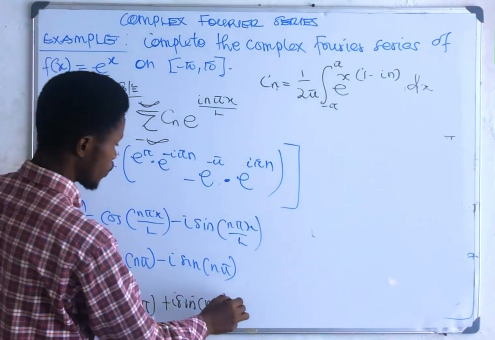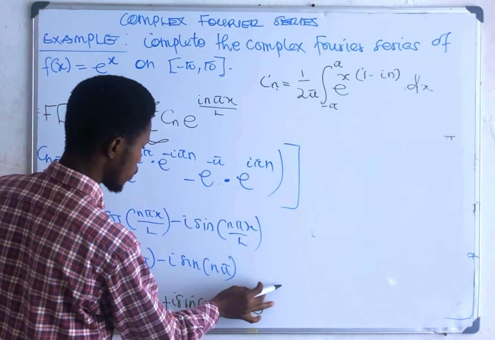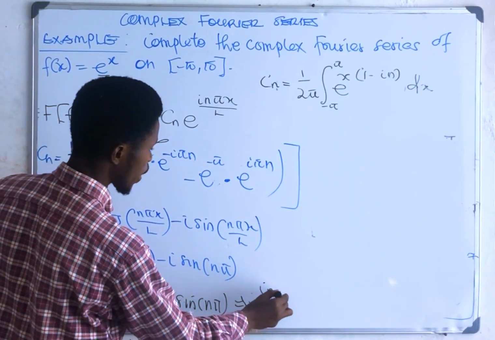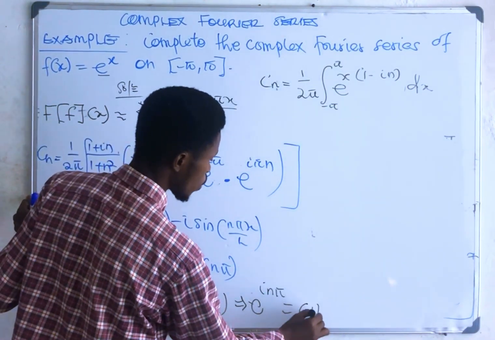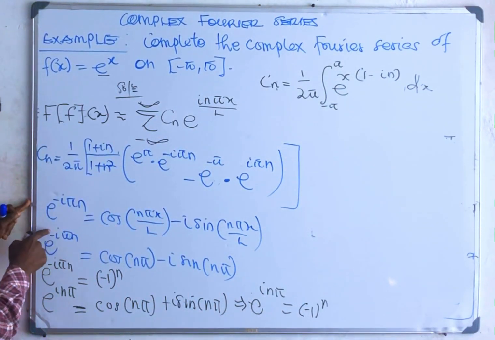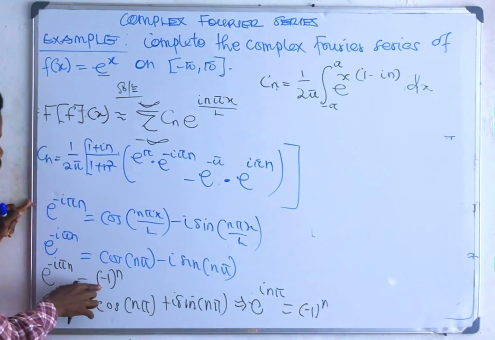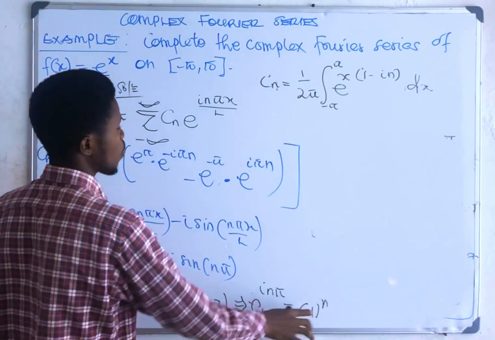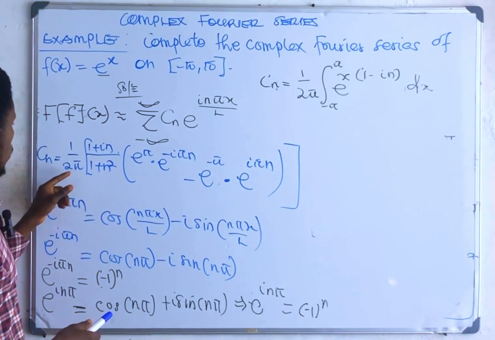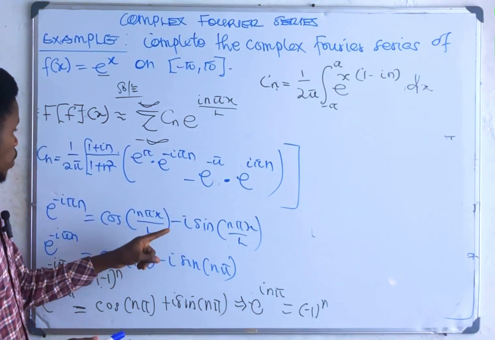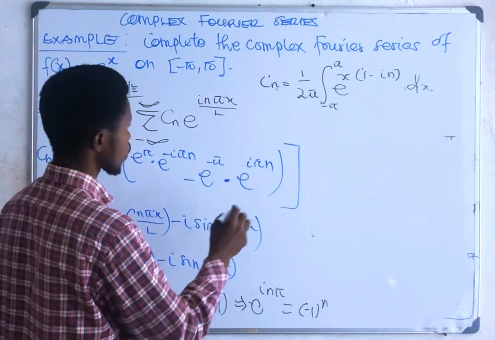So what it means is that e to the power i n pi is also going to be, this one goes to 0, this one gives you negative 1 to the power n. So the one with the negative and the one with the positive will all give you negative 1 to the power n. So let's see. You are going to substitute it here. So this is what you are going to get.